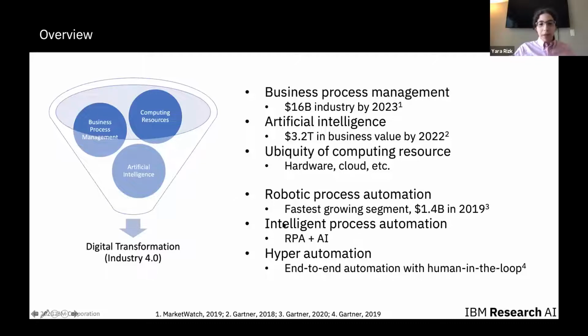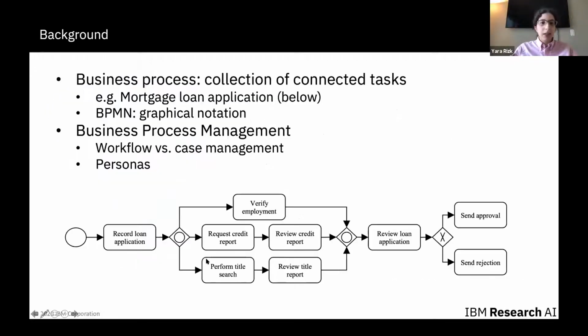And then beyond just IPAs, as Raphael had pointed out, not everything can be automated. So we still need this human in the loop. And to achieve end-to-end automation with the human in the loop, a portion of the literature is looking at what is being called, at least by Gartner, hyper-automation. So those are the different tiers, and we'll mainly be focusing in this talk on how to go from RPAs to IPAs.